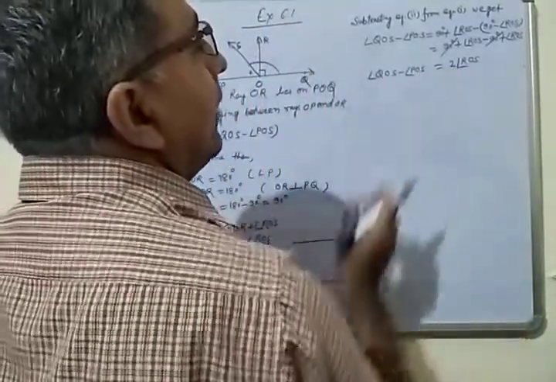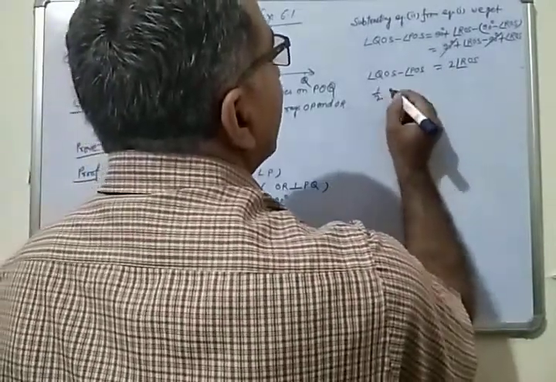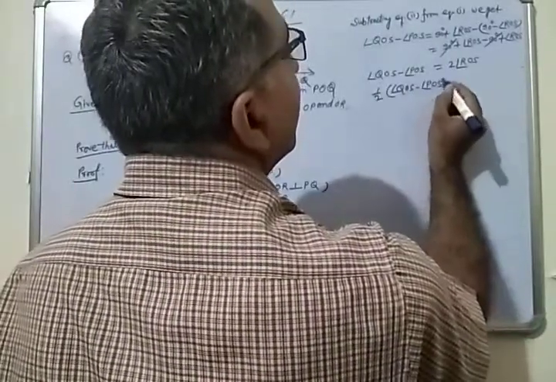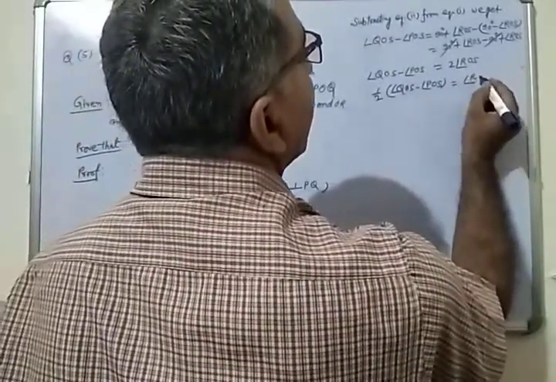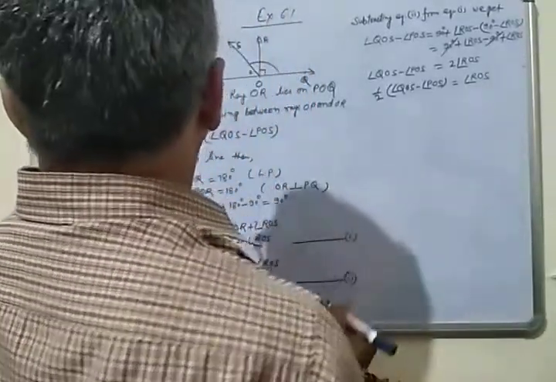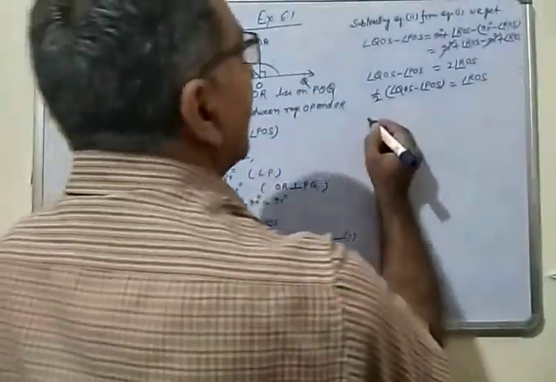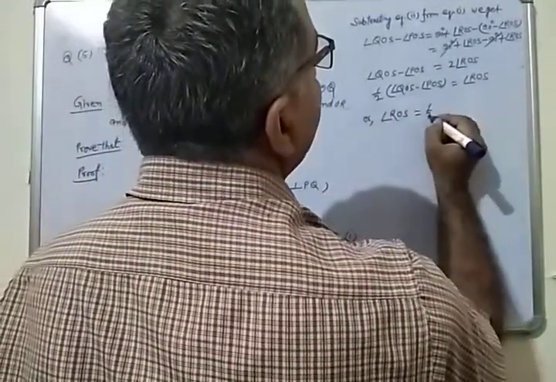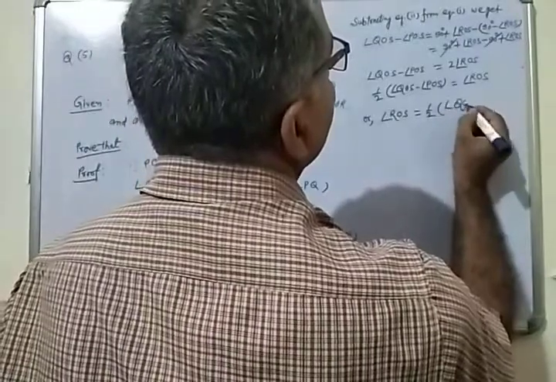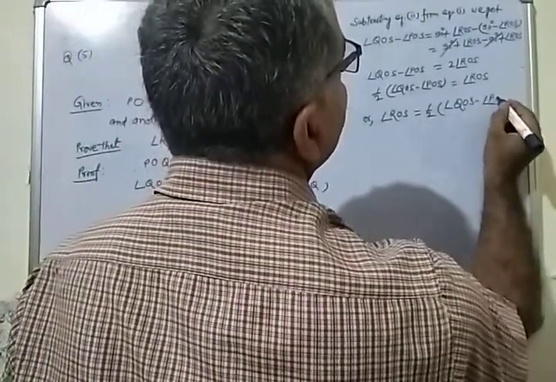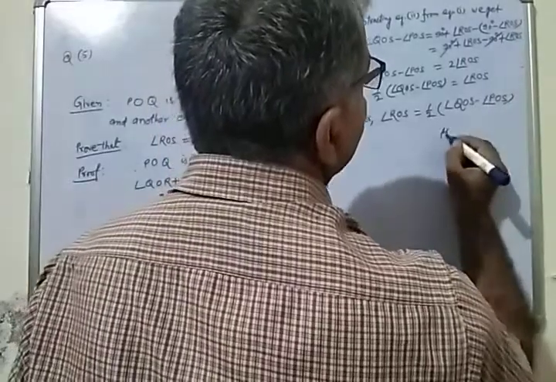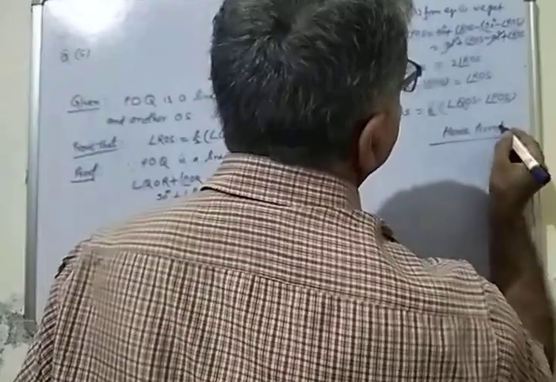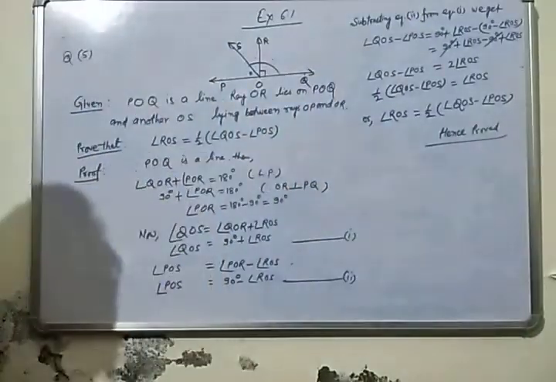Taking 2 to the left-hand side, this will be half, or 1 upon 2. Angle QOS minus angle POS equals angle ROS, or this can be written as angle ROS is equal to half into angle QOS minus angle POS. Hence proved. This is the answer. This is question number 5.